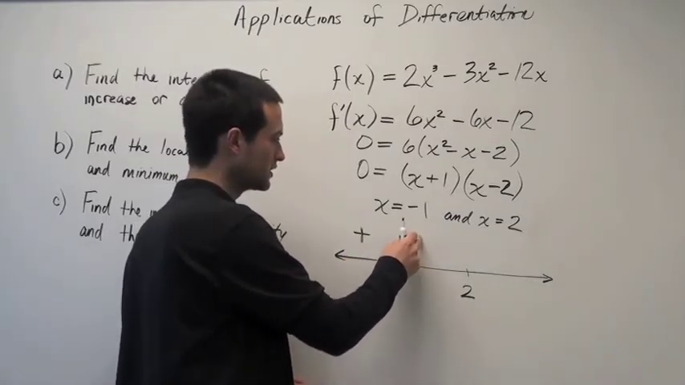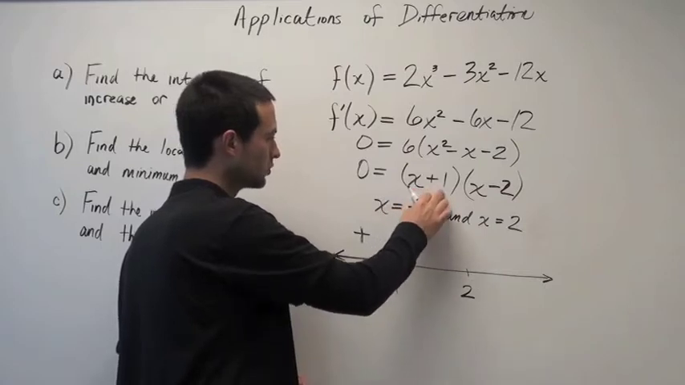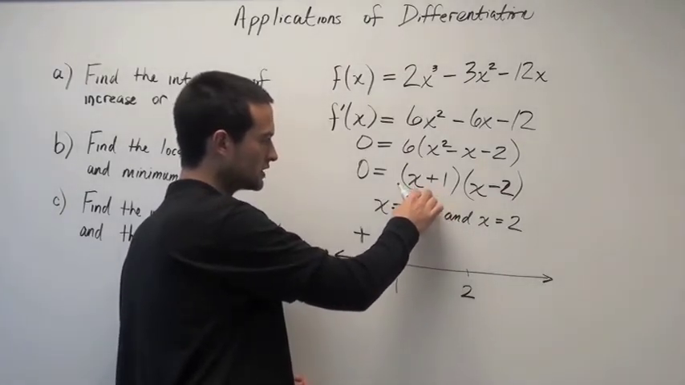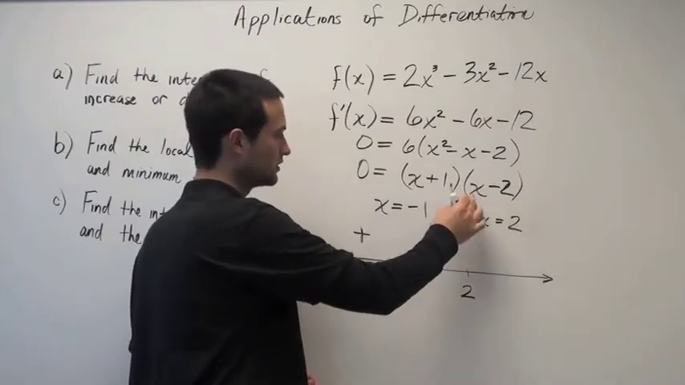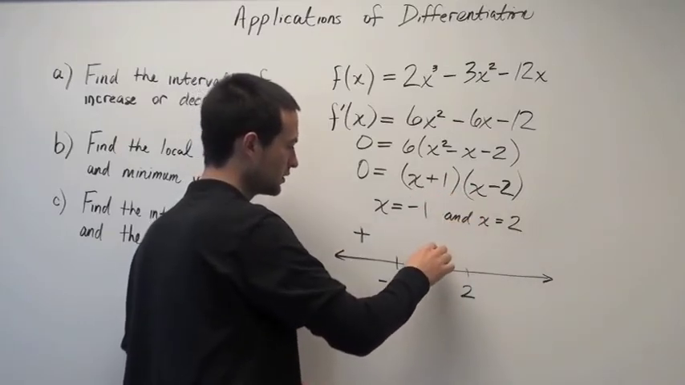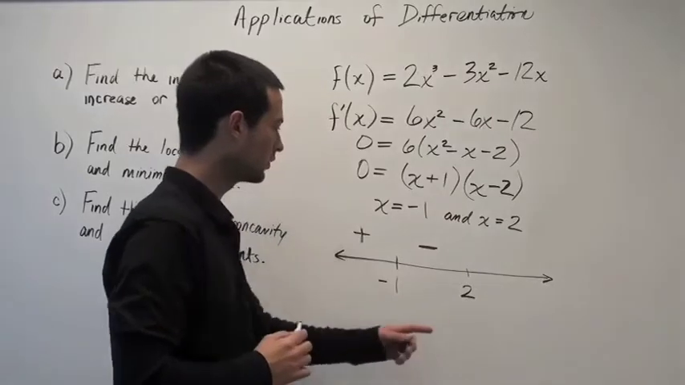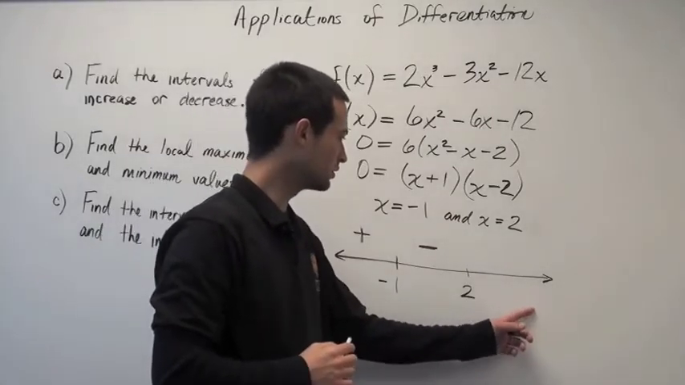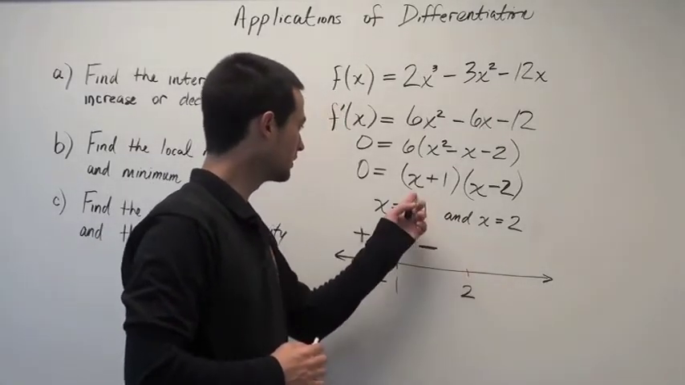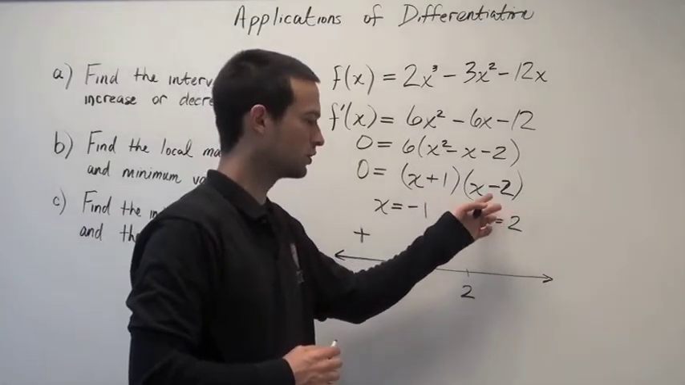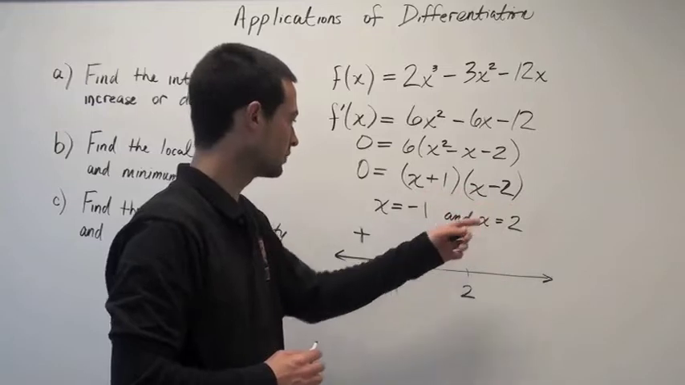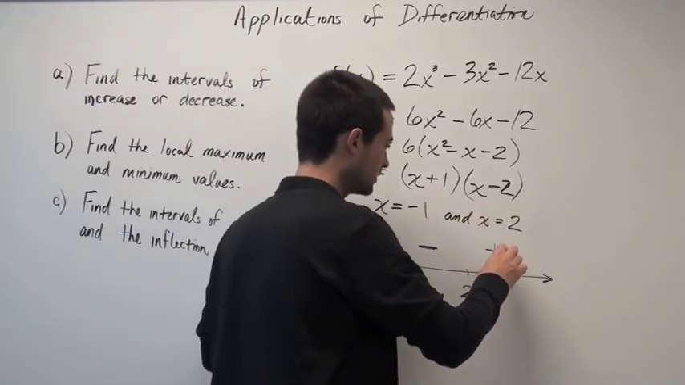Now we want to look at a number in between -1 and 2. So let's choose 0, the easiest one. So 0 plus 1 is 1, positive number. 0 minus 2 is negative. So positive times a negative gives us a negative. And now we want to choose numbers greater than 2. So 3. 3 plus 1 is 4, positive number. 3 minus 2 is 1, another positive number. Positive times positive is still positive.